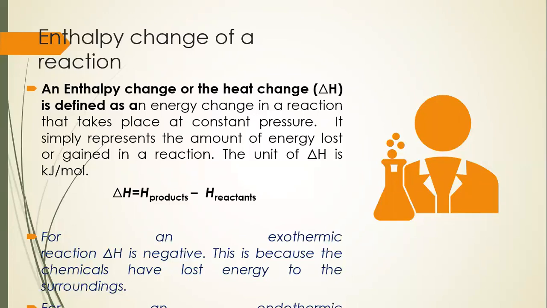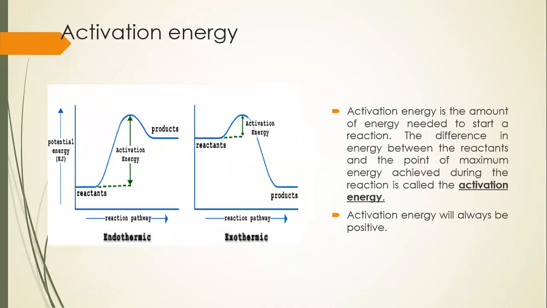So for an exothermic reaction, the product has lower energy, so delta H is negative. But for an endothermic reaction, the product has higher energy. So remember, delta H is positive for endothermic and negative for exothermic.